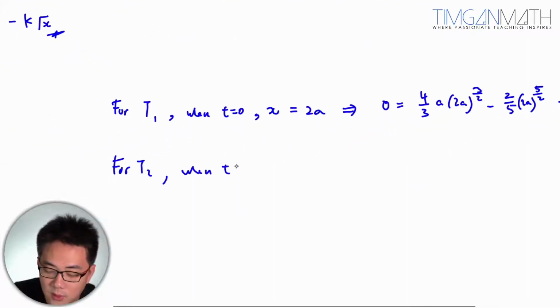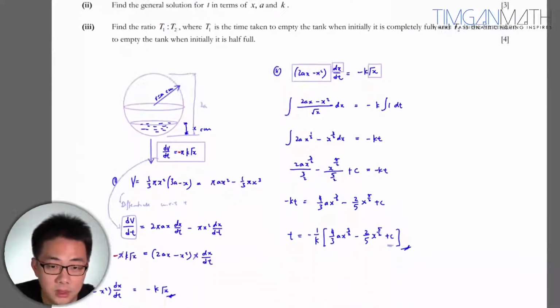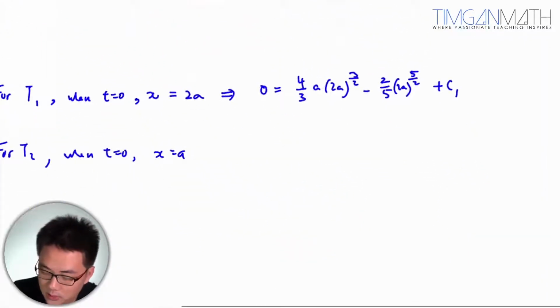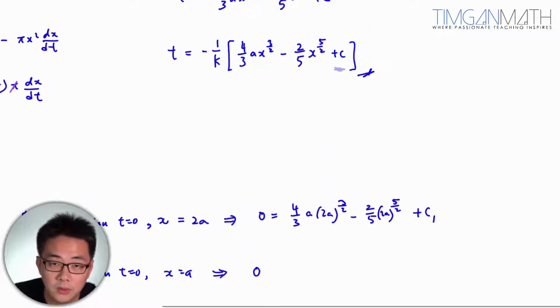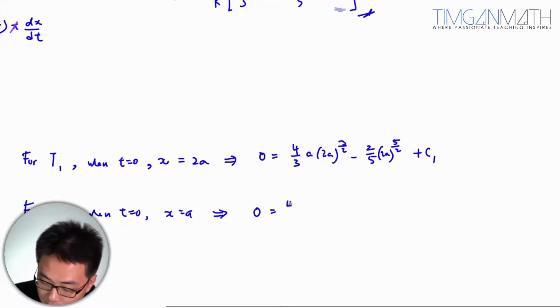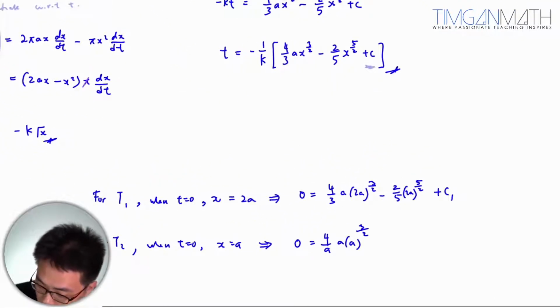Okay, so for T2, when T equals 0, X equals a, because the depth of the water is a, which is half filled initially. So what we get is 0. Same thing: T is 0, so this would be 0. The K cannot be 0 because it's a constant. So it's 4a to the 3 over 2, I mean, minus 2/5 a to the 5 over 2 plus C2.